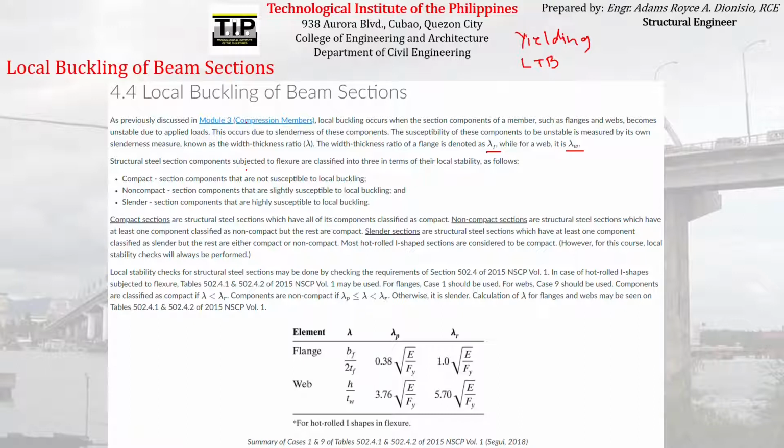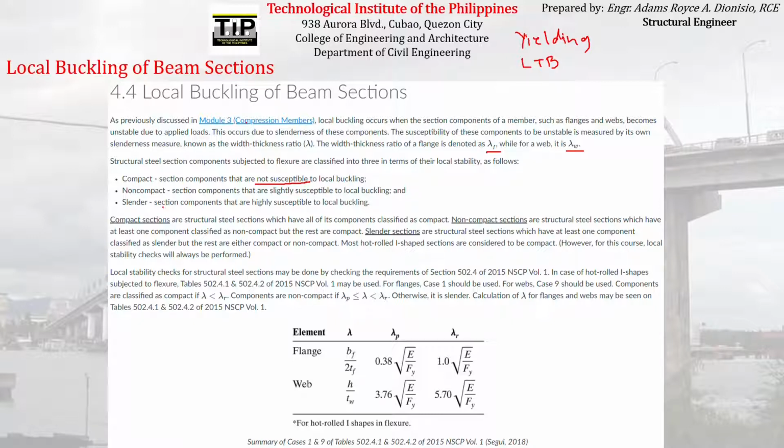Structural steel section components subjected to flexure are classified into three in terms of their local stability as follows. Meron din tayong compact, tsaka non-compact, tsaka slender dito sa flexural members. Okay, just like sa compression members. So recap lang, ano ibig sabihin ng compact. These are section components that are not susceptible to local buckling. Not susceptible. Ibig sabihin, medyo maliit yung chance, kung hindi man zero, yung chance to experience local buckling.